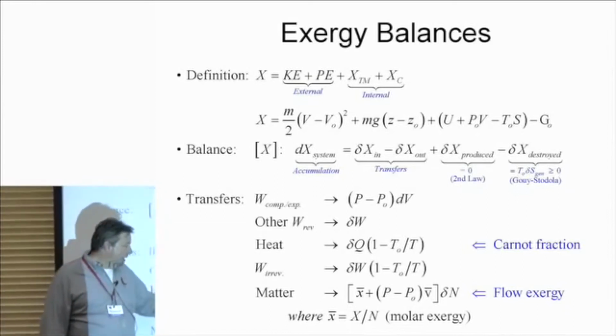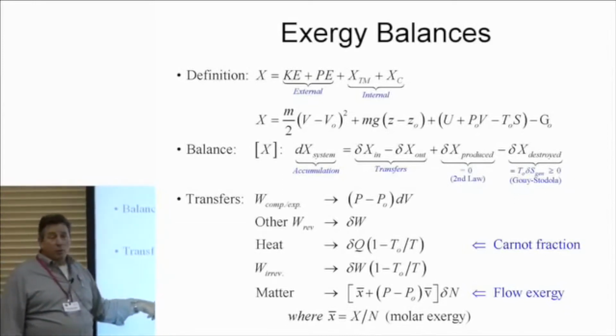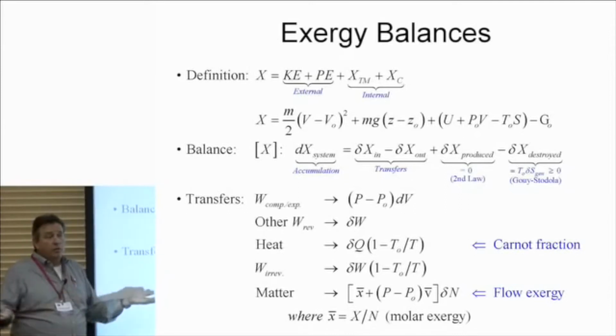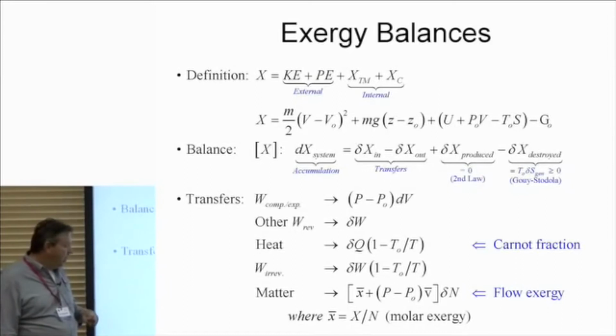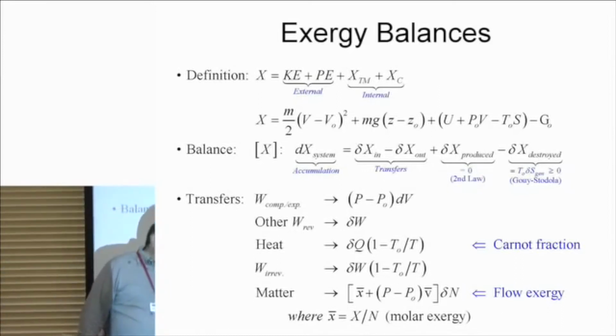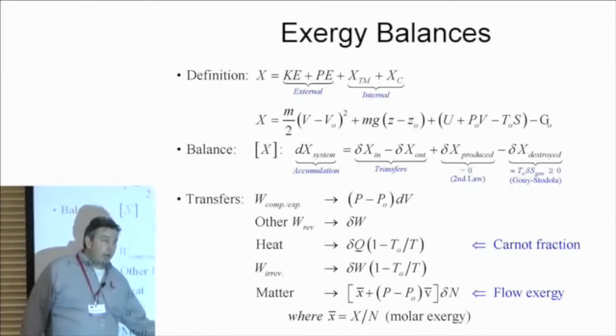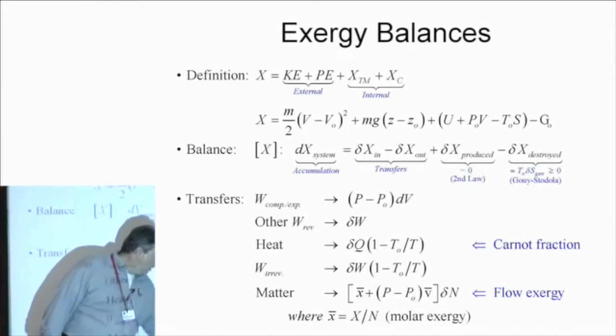So it's the amount of heat times the Carnot fraction of that. If I have irreversible work, frictional work, it's as though it was heat. You might as well just transfer it into heat and put a Carnot fraction on it. When I transfer matter, this is the exergy per mole, the bar over the top. So that's how much is actually in the matter I transfer times the amount of matter transferred.